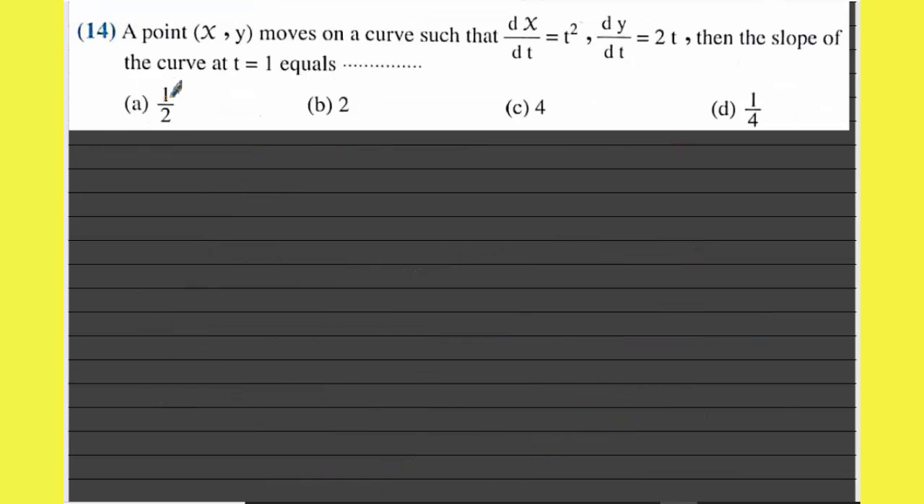Question number 14. A point x and y moves on a curve such that dx/dt equals t square and dy/dt equals 2t. Then the slope of the curve at t equals 1 equals one of these. The slope of the curve means the slope of the tangent at t equals 1. So the slope of the tangent equals dy/dx.